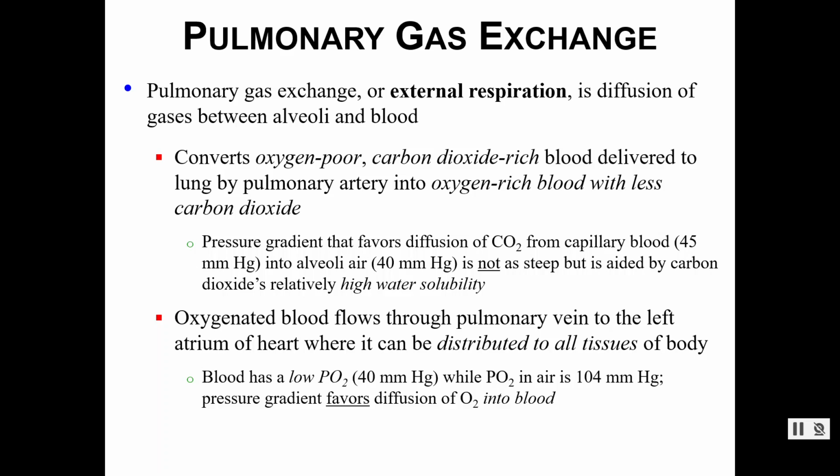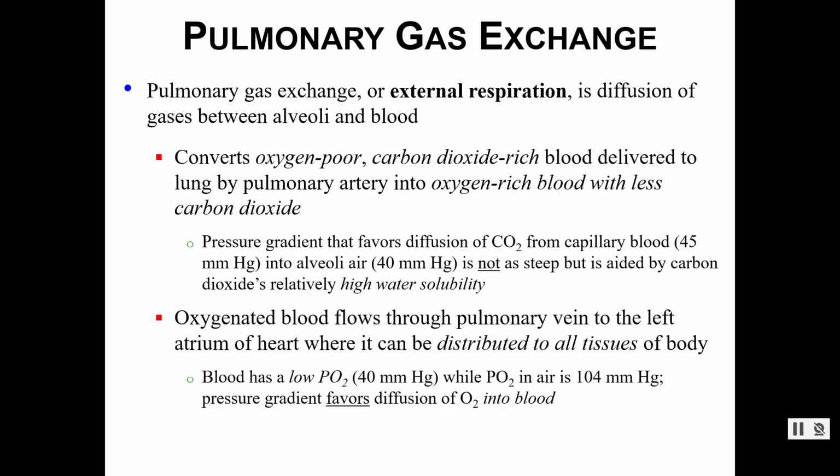When we looked at that table a few minutes ago, that pressure gradient is what favors the diffusion of carbon dioxide from the capillary blood into the air, so we can breathe it out. This difference is not as steep, but it is helped by the fact that carbon dioxide has a high solubility in water within the plasma. So that's assisting in moving the carbon dioxide back out of our body.